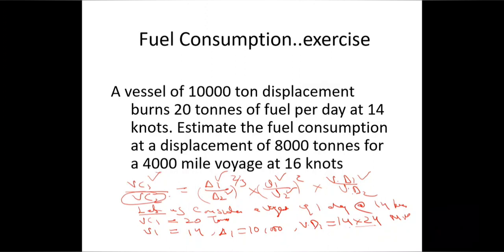The other method which you have used just now is the DC1 DC2 formula. That means you first calculated the daily consumption under the second set of conditions, then calculated the voyage days and multiplied that by the daily consumption, and you got the voyage consumption. Both are correct. Whichever you find easier you can do.